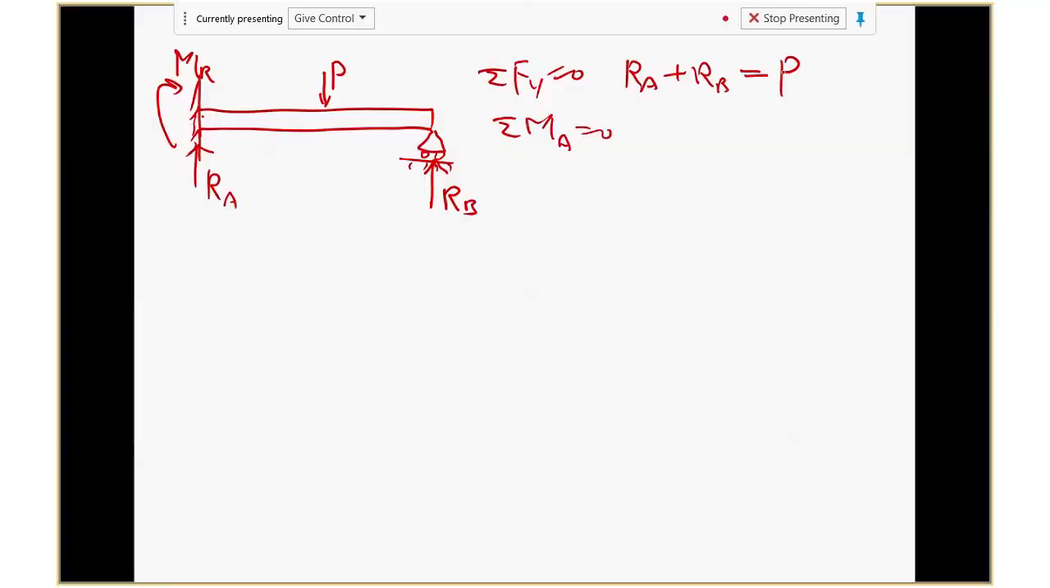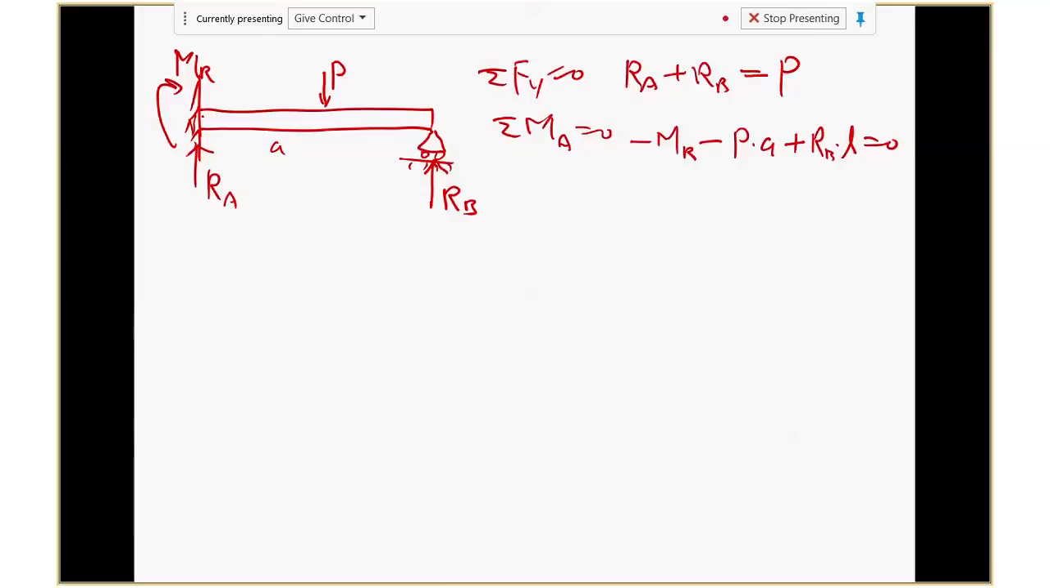Okay, what's the second equation? Still sigma Ma equals 0, let's say. So point A is here. You're going to have a negative Ma, and then minus P times this distance, let's call this distance a, or half L, and then plus RB times L. That's supposed to be 0. Now how many unknowns? 3. How many equations? 2. So indeterminate.